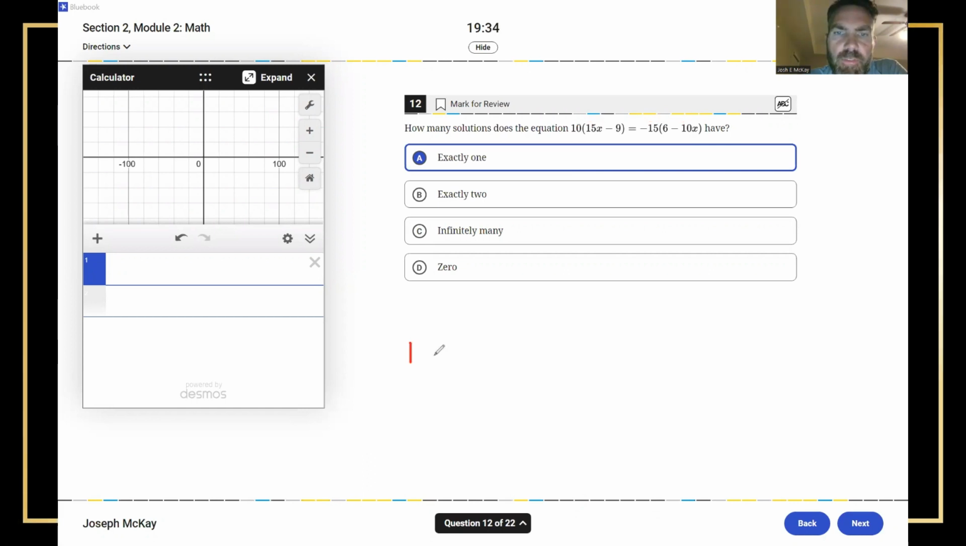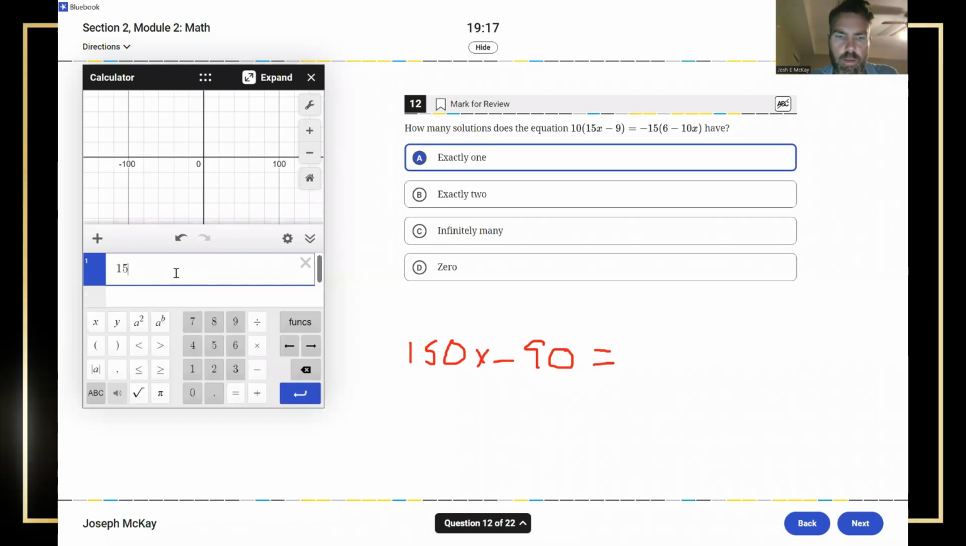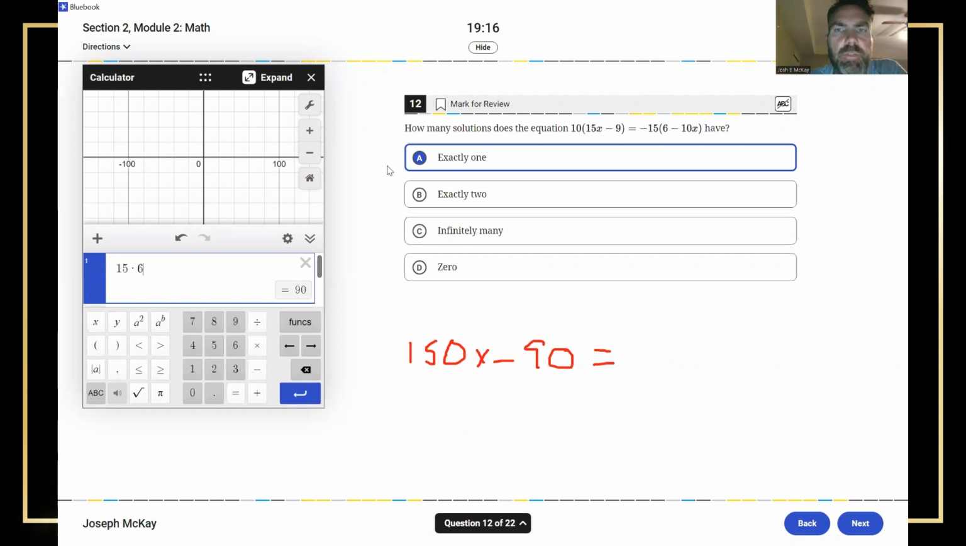So I've got 150x on this side minus 90. And then on the other side, I've got 15 times 6 is what? I don't like doing math in my head if I don't have to. So that's 90. So we've got 90 here on the other side. That's minus 15 times 6, so that's also a minus 90. And then minus 15 times 10 would be plus 150.